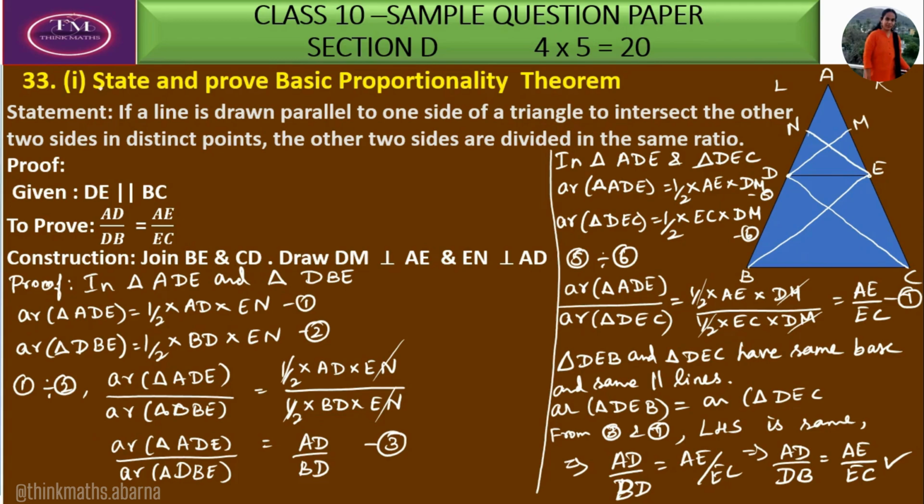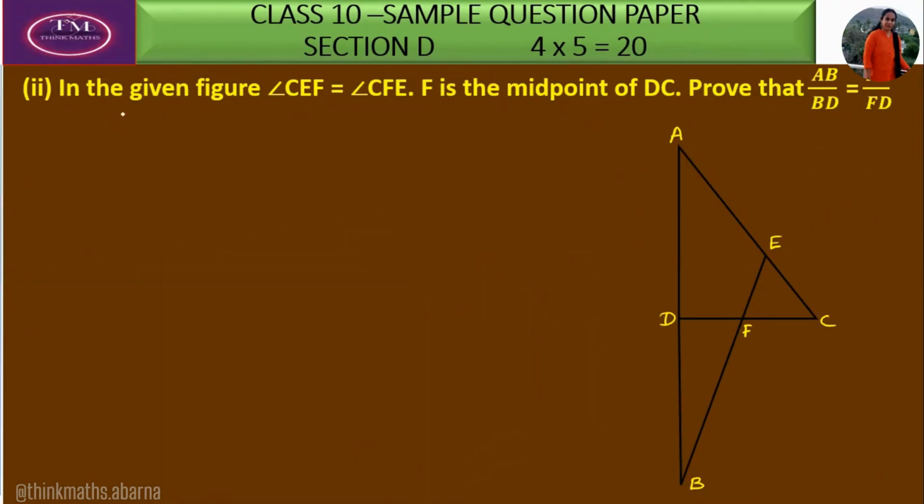In 33, we have two parts. That is not a choice. You have to answer both the questions. You have to prove the BPT theorem, and with this BPT theorem, you have to prove this. So in the given figure, angle CEF equal to CFE. So this is the given figure. What is given? CEF is equal to CFE. F is the midpoint of DC and we have to prove this.